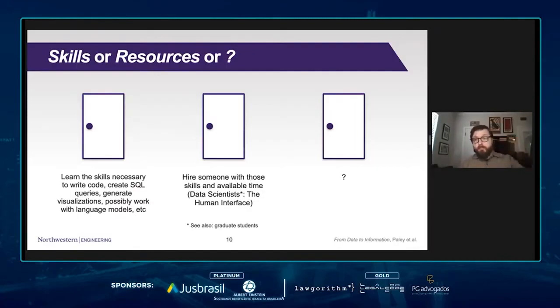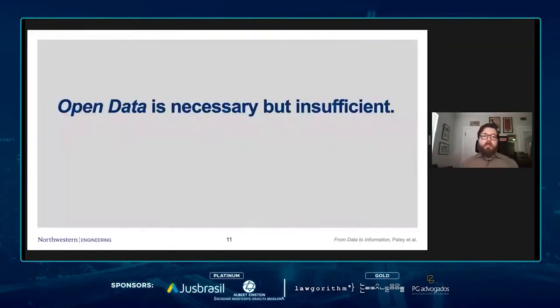So skills, you want to make use of 25 to 30 tables with millions of entries. You need to know how to write code, create SQL queries, generate visualizations, possibly work with language models, etc. Or you need resources. You need to be able to hire someone that has those skills. This is like, data scientists as the human interface, or graduate students in some cases. So if you don't have skills or resources, then, if you're a journalist or a legal scholar who actually wants to understand that data, to ask questions, to get the answers to the questions we looked at up top, then we get to a place where open data is actually necessary but insufficient.